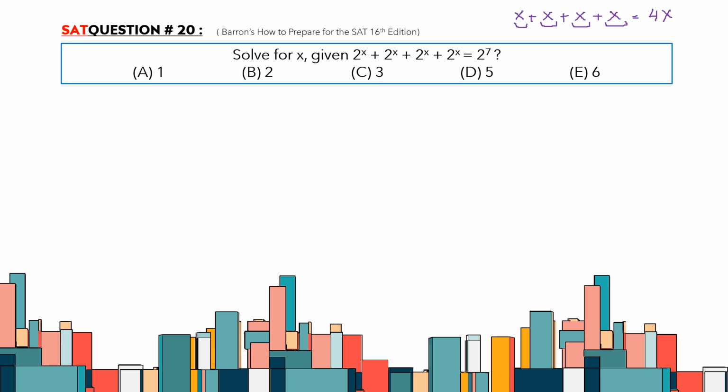Now here we have 4 terms of 2 to the power of x. That's the same term, right? So we count it. We have 4 times 2 to the power of x, that equals 2 to the power of 7. Two to the power of x, 2 to the power of x, 2 to the power of x, one more, that's 4 total.